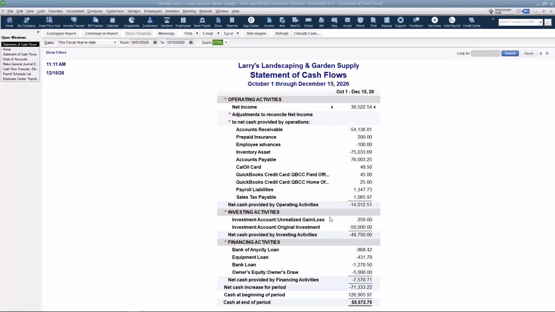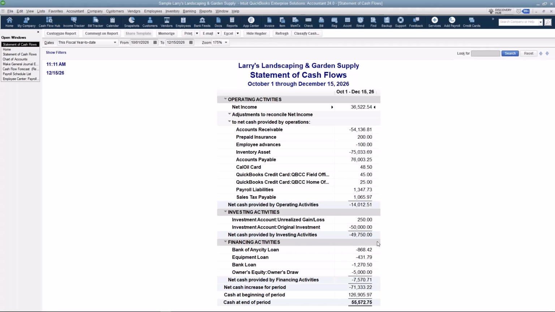cash, okay? Now you can see here my original investment, that's the cash outflow where I paid cash to invest into this investment account. And then you can see this cash inflow here, right? I have an unrealized gain. That investment is now worth $50,250, so that is a gain. And then we have our financing activities.